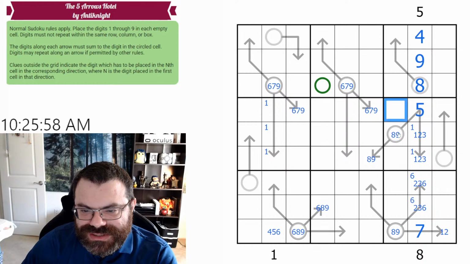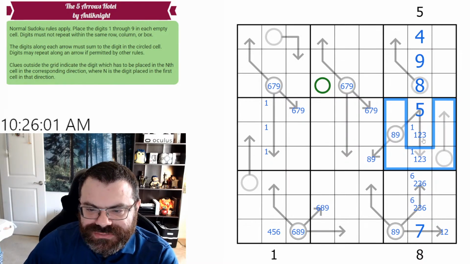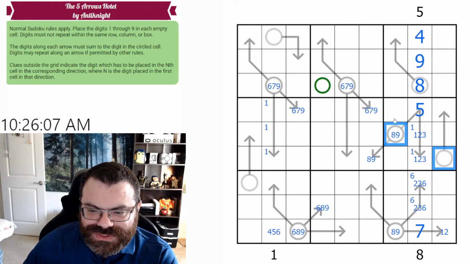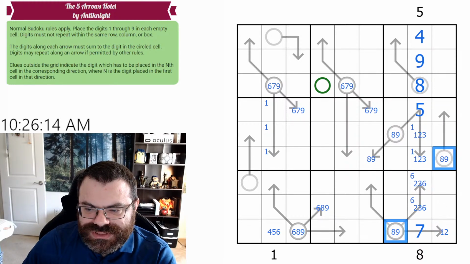Okay, so in this box, where does the other 8, 9 go? They're clearly not here. Not on this arrow, because it can't pair with a 1. And then this 8, 9 pair takes them out of these two. So basically, where does this 8, 9 go in this box? It goes in this sum. So these two are the same. These two are the same.